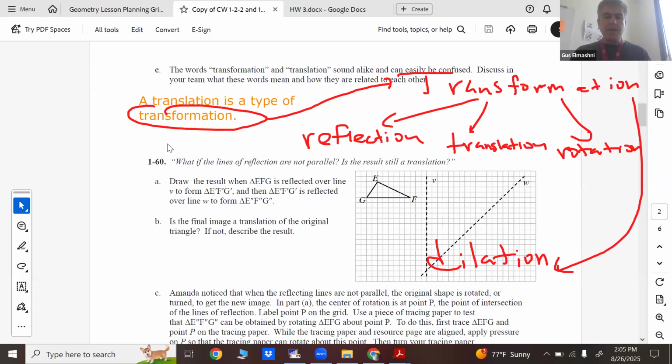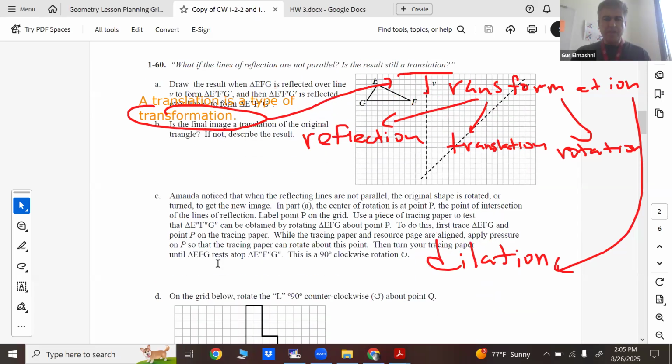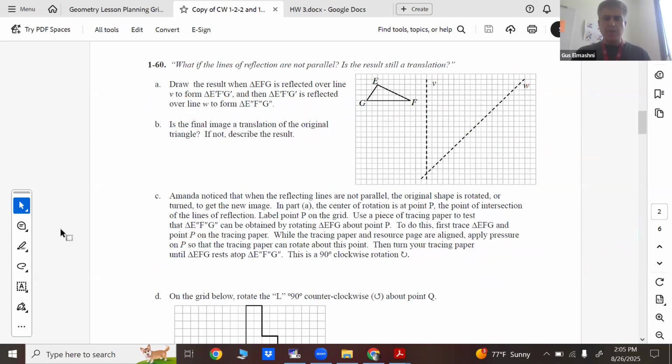So, okay. Let's now move on to 60. For 60, so what if the lines of reflection are not parallel? Is the result still a translation? We'll answer that question. So what we're going to do first is reflect about line B, and then we're going to reflect about line W. And is the final image a translation? That's what we're going to look at.